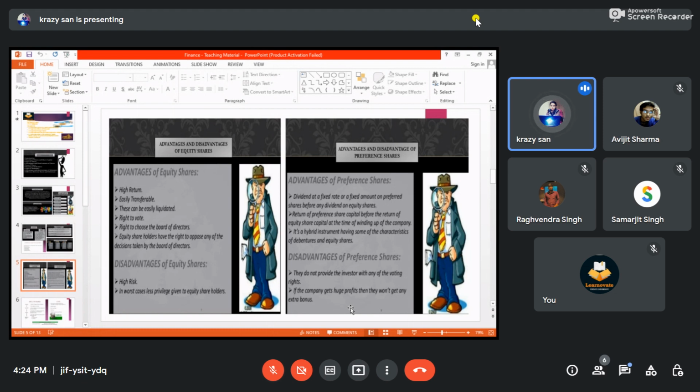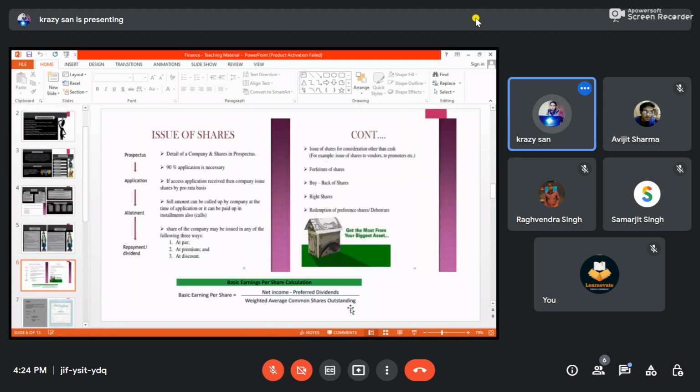So the advantages and disadvantages of both are clear. Now, how are shares issued? What is the process of issuing shares? First, let's understand it in a basic way.